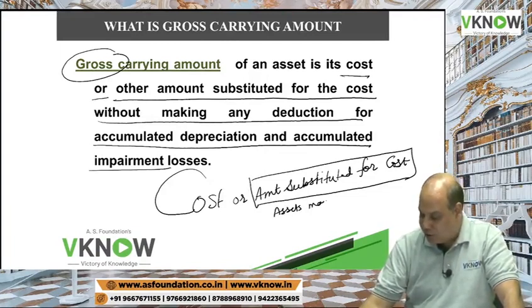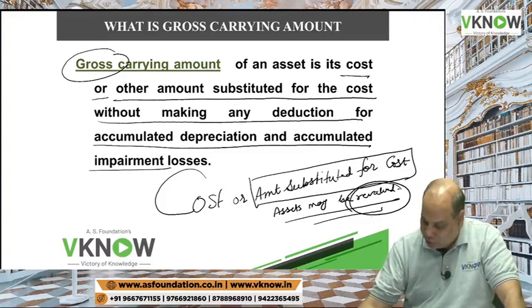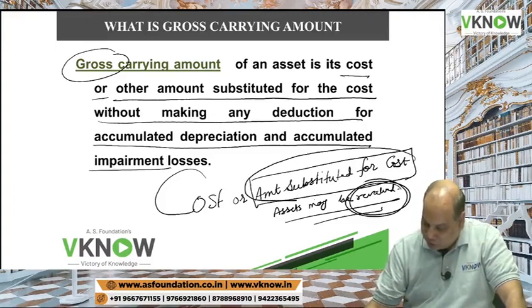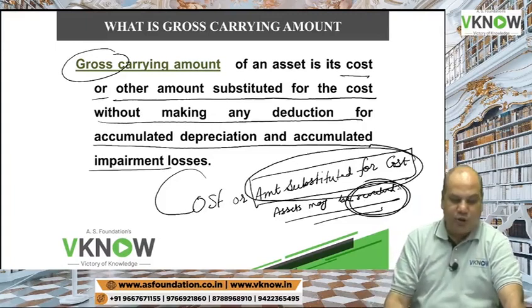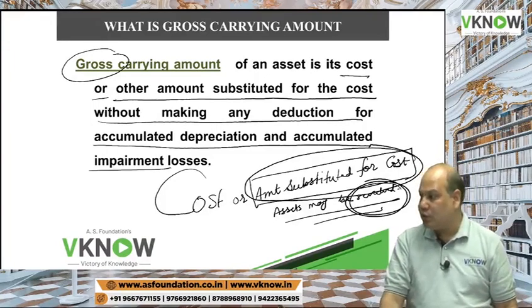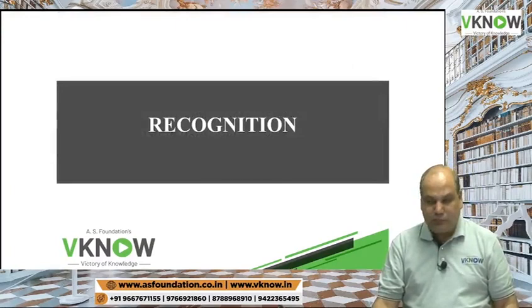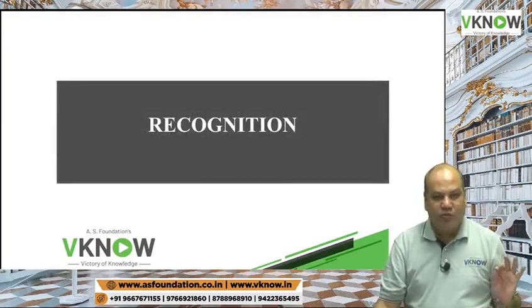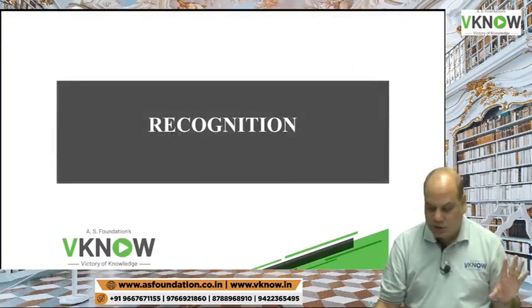Amount substituted for cost means sometimes an asset may be revalued. So that revalued amount is called amount substituted for cost. In the first page, we have just understood some basic things.